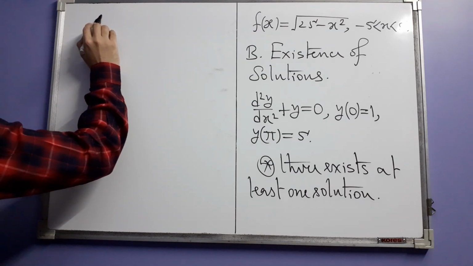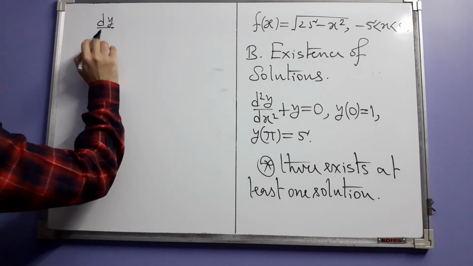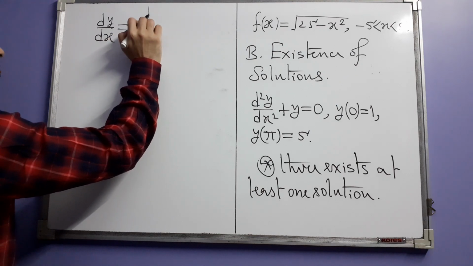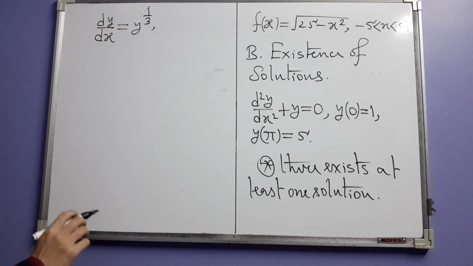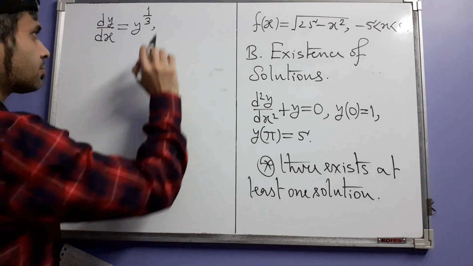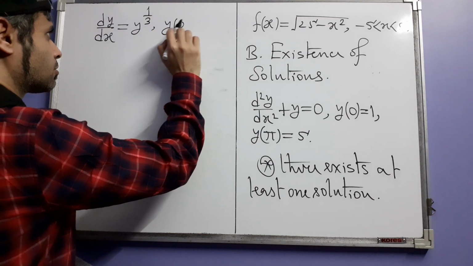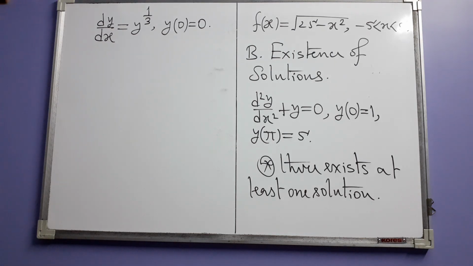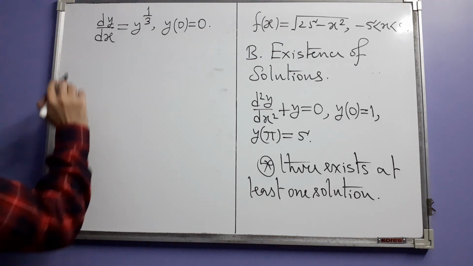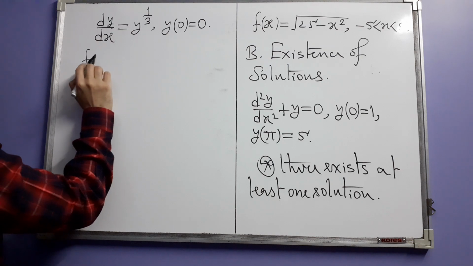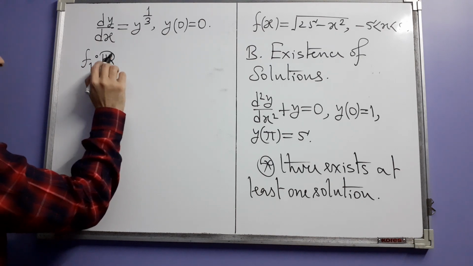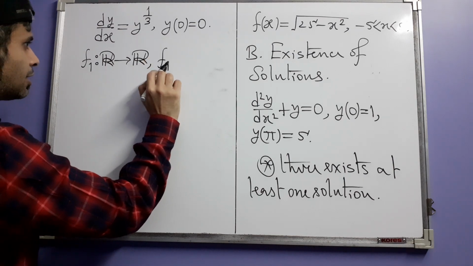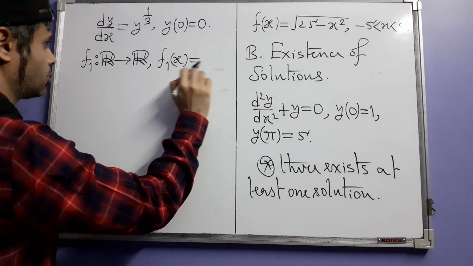Let's consider this initial value problem. dy dx equal to the cube root of y, and the supplementary condition is y of 0 equal to 0. Let us first consider this function f1 from R to R, which is nothing but the constant function 0.